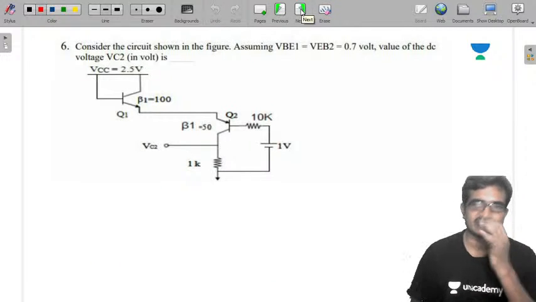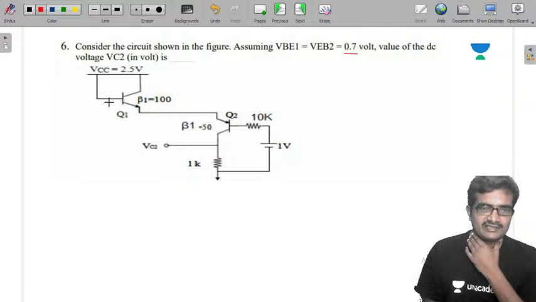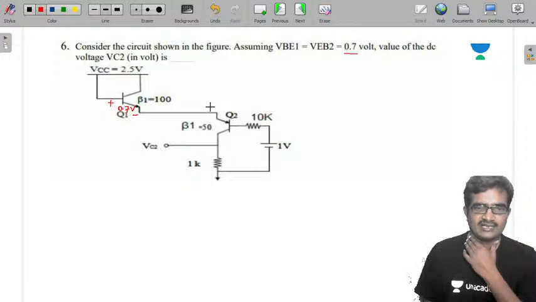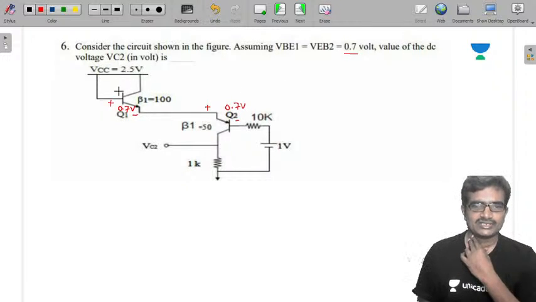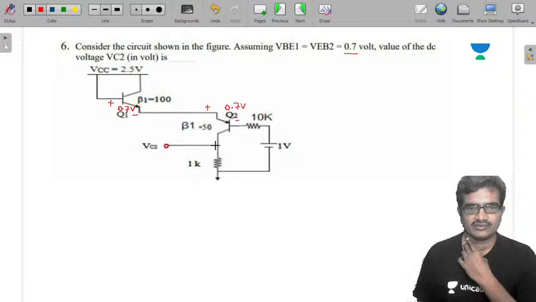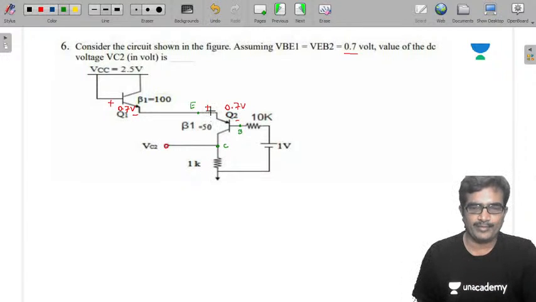Next one, see this. Consider the circuit shown in figure, assuming VBE1 equals VBE2 equals 0.7. That means this is transistor Q1 and its value is 0.7. Similarly this value is also 0.7 volts. Fine. Value of DC voltage VC2 in volts. So they want this voltage. Now if you observe, this is the second transistor, emitter terminal, base terminal, and collector terminal. Now this is a PNP transistor.